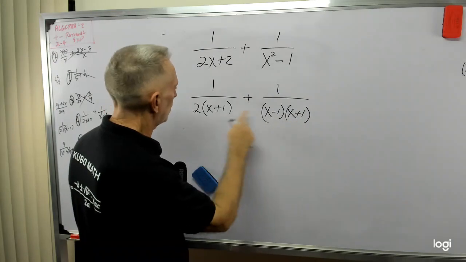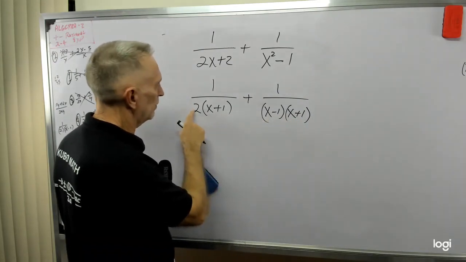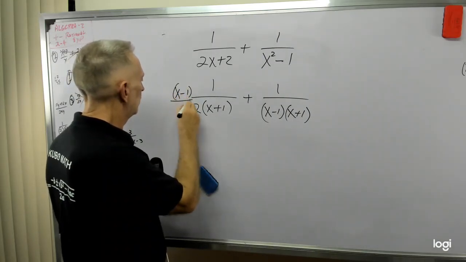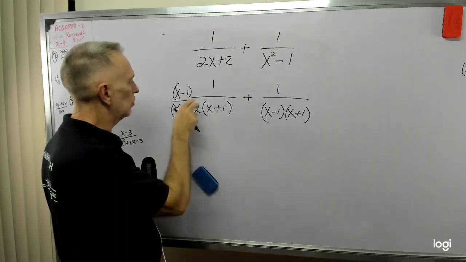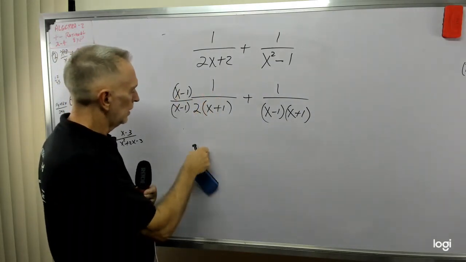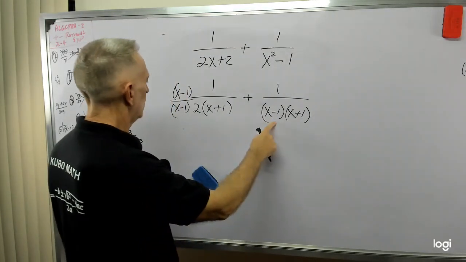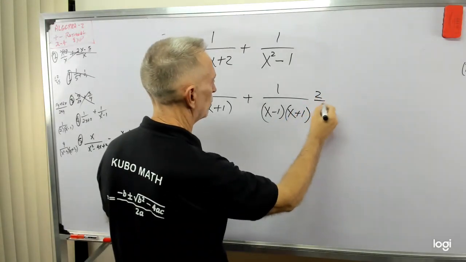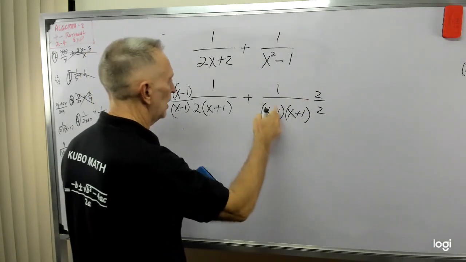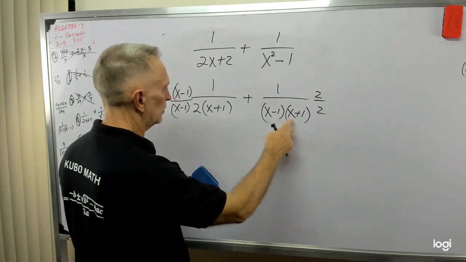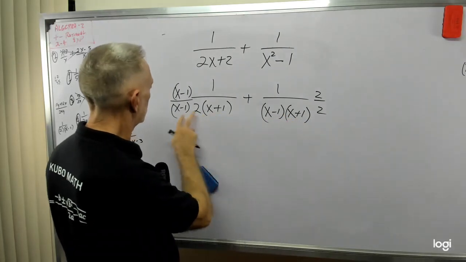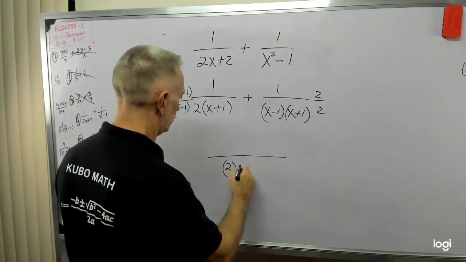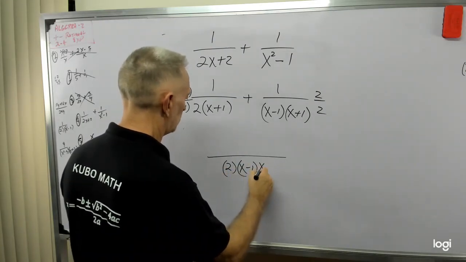Now then, you'll notice we have an x plus 1 in both, but I don't have an x minus 1 on this one. So x minus 1 divided by x minus 1. I'm multiplying this side by 1. And then on the other one, I need a 2 over 2. So I multiplied that by 1. That would give me 2 times x minus 1 times x plus 1, and that would be what I need in both. So now my common denominator is 2 times x minus 1 times x plus 1.